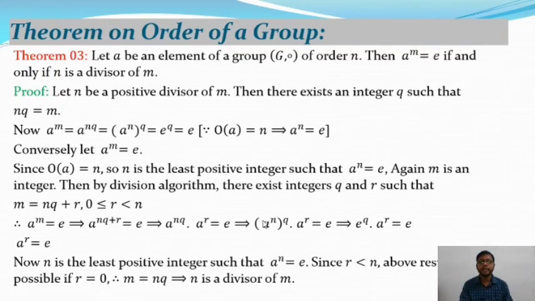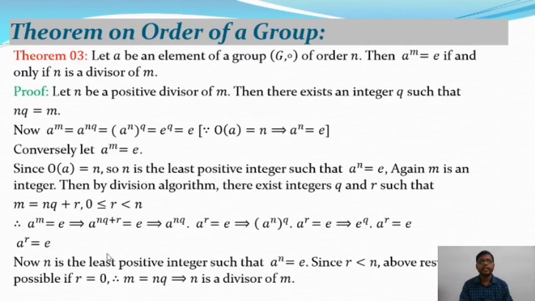And you know that a to the power n, the order of the element a in the group G, is equal to n. That means a to the power n is equal to e. So from this we get e to the power q into a to the power r is equal to e. And you know that the power of an identity element is identity. So from this we get a to the power r is equal to e.